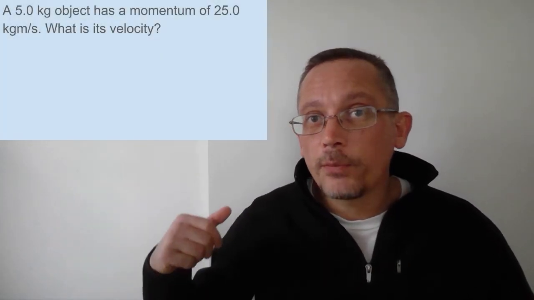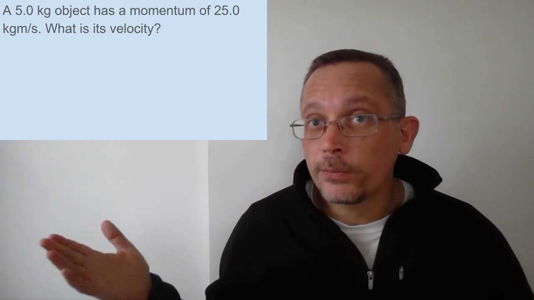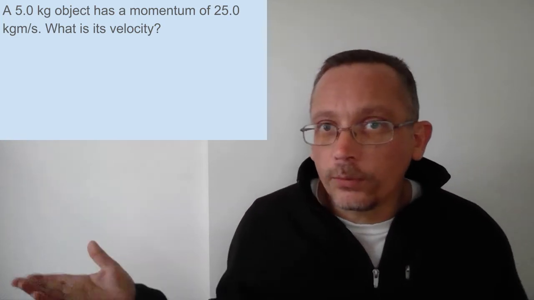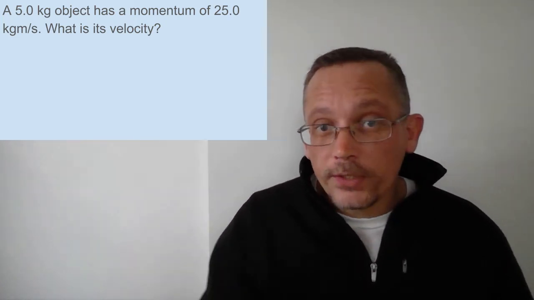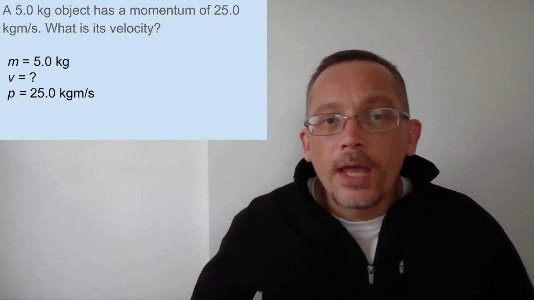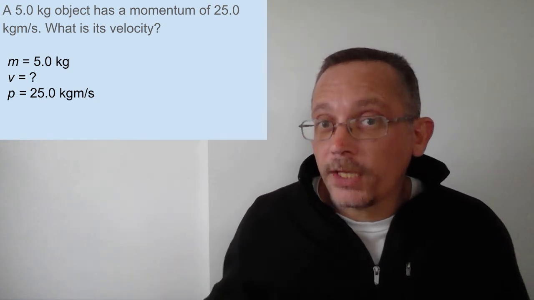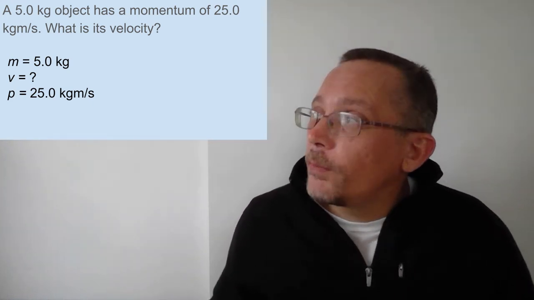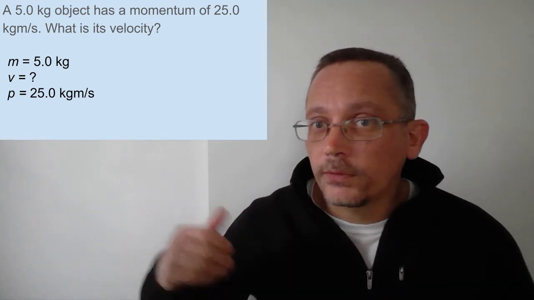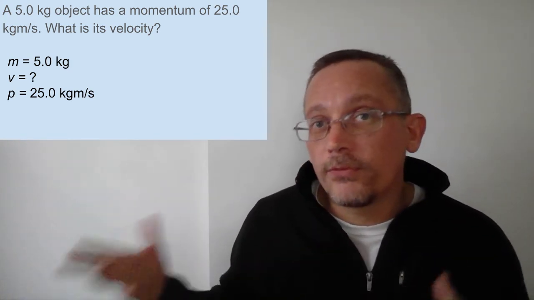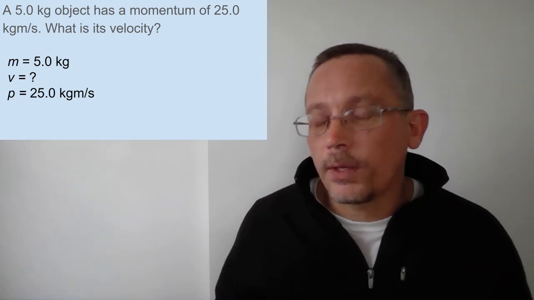The second example says a 5.0 kilogram object has a momentum of 25.0 kilogram meters per second. What is its velocity? Just like all my problems, I'm going to start by listing what they told me and what I want to find. 5.0 kilograms is a mass, so m equals 5.0 kilograms. 25.0 kilogram meters per second tells me that's a momentum, so p equals 25.0 kilogram meters per second. And the question asks me what's the velocity, so v equals question mark. That's what I'm looking for.